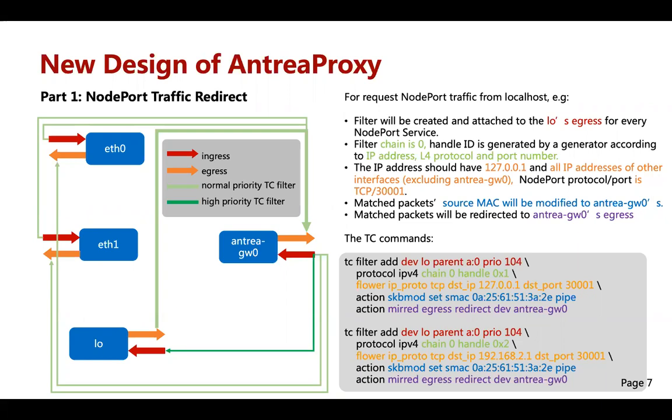Filters should be created and attached to loopback's egress, not ingress like ETH0. And the source MAC of the packets should be modified to entry gateway's MAC address. Otherwise, the packets will be dropped by OVS. Okay, here is the TC command. Okay, next one.